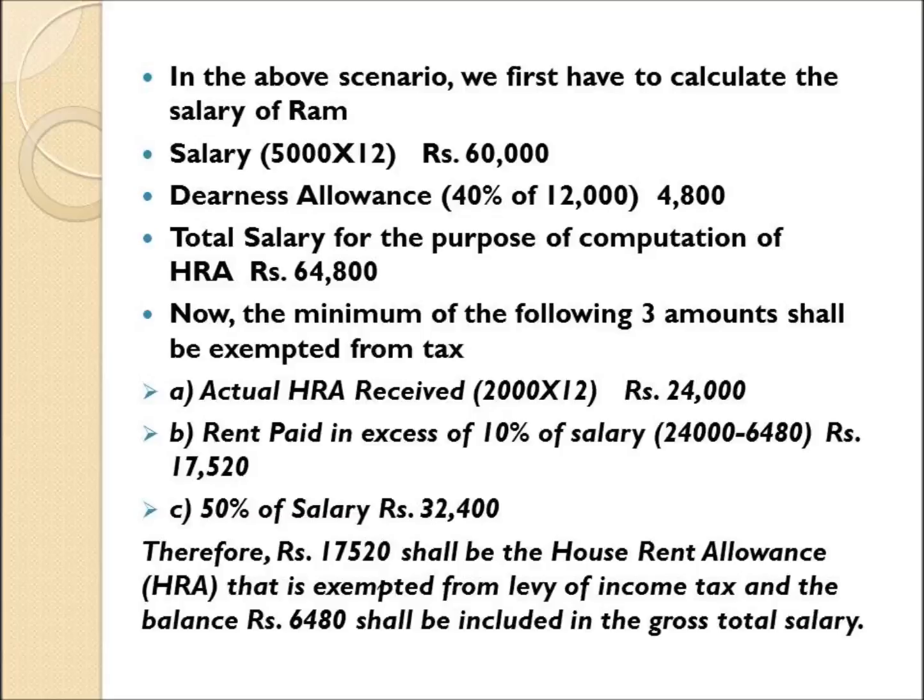Therefore, rupees 17,520 shall be the house rent allowance that is exempted from levy of income tax, and the balance rupees 6,480 shall be included in the gross total salary. The total HRA received was 24,000. The exempted HRA is 17,520. So the taxable HRA will be 6,480, and this taxable HRA will be included in the gross total salary for the purpose of computation of income tax on it.